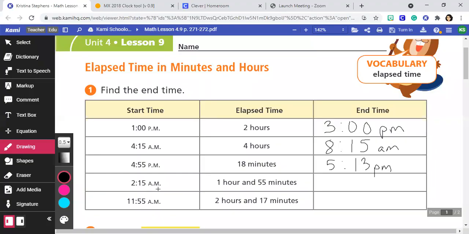Now we're looking at a start time of 2:15 a.m. And this is an unusual time. It's not an even 2 hours. It's not an even 4 hours. It's 1 hour and 55 minutes. So I'm going to start my clock at 2:15 a.m.